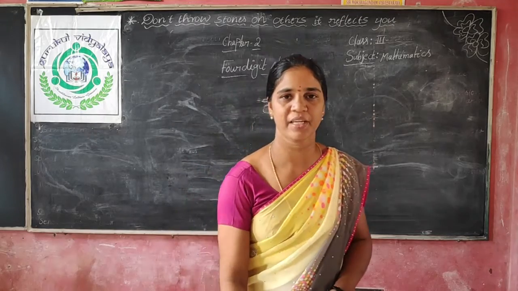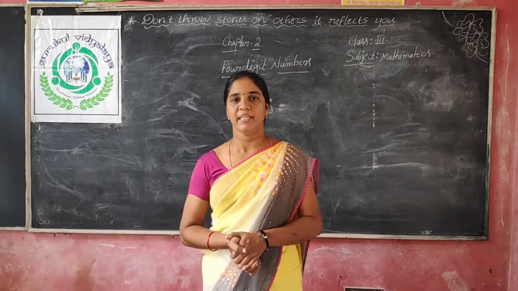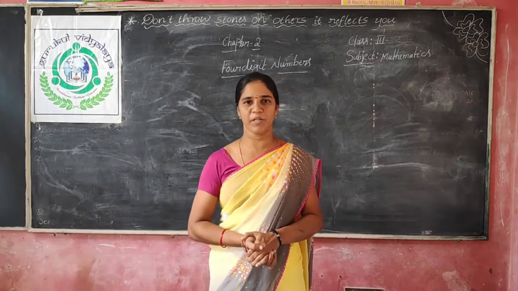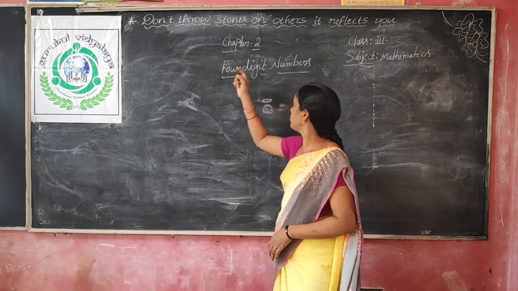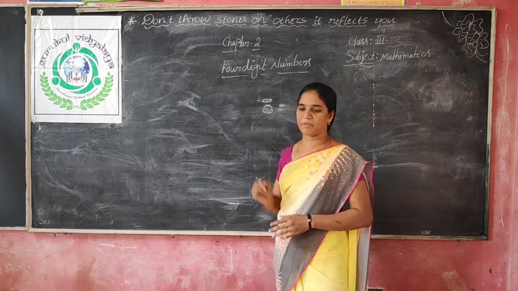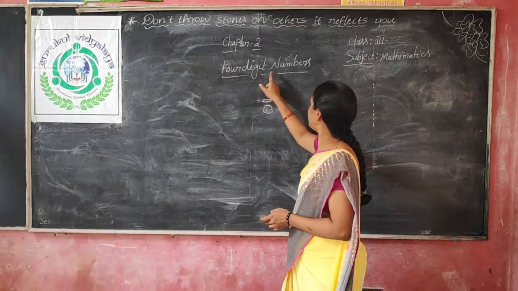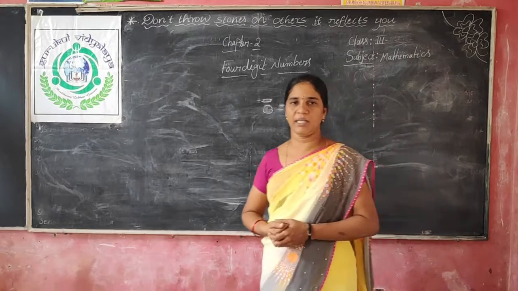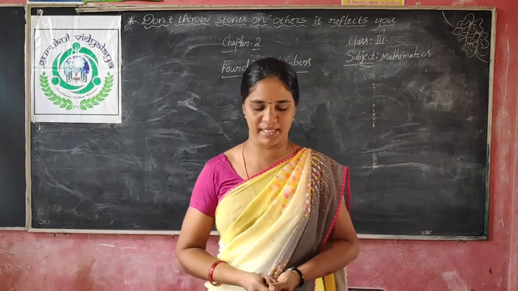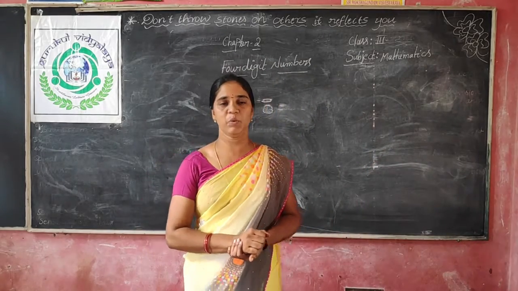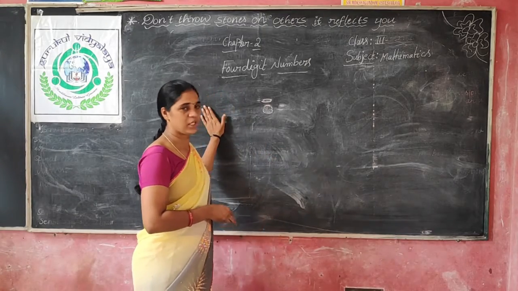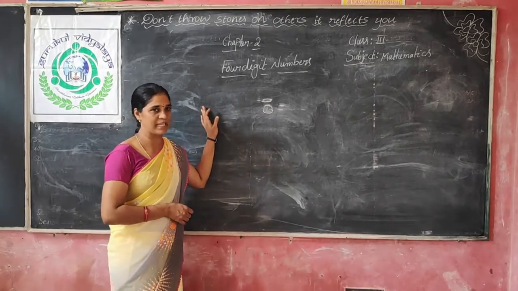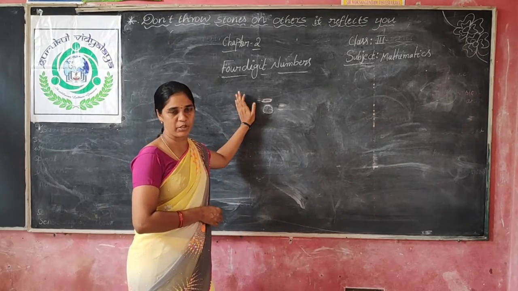Okay, children, last class, review of numbers up to 999 completed. Now we'll go to the next chapter, chapter 2, four-digit numbers. In the previous chapter we learned up to 3-digit numbers. Now see, children, 3-digit numbers.